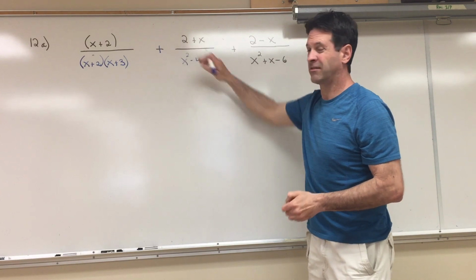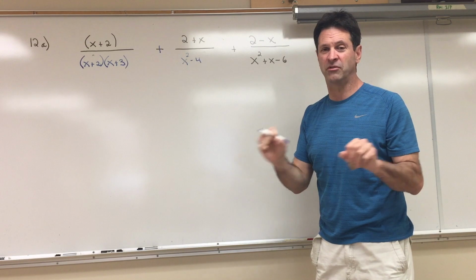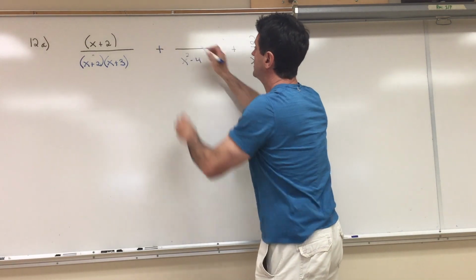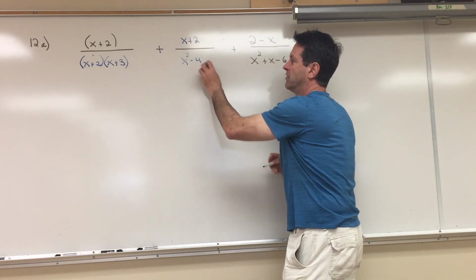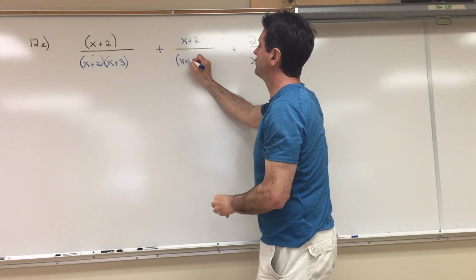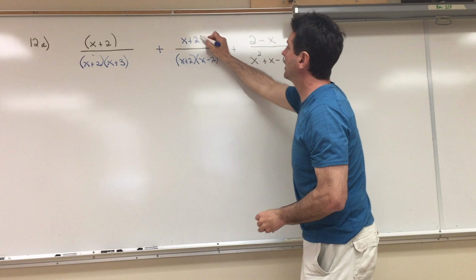Now 2 plus x, that can be rearranged really easily. 2 plus 3 is the same as 3 plus 2, so 2 plus x is the same as x plus 2. Now we can factor this denominator as well: x plus 2, x minus 2. All right, put brackets around the top.